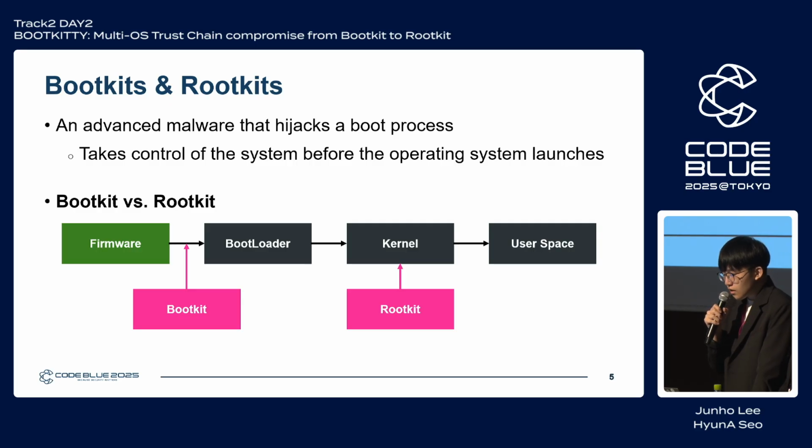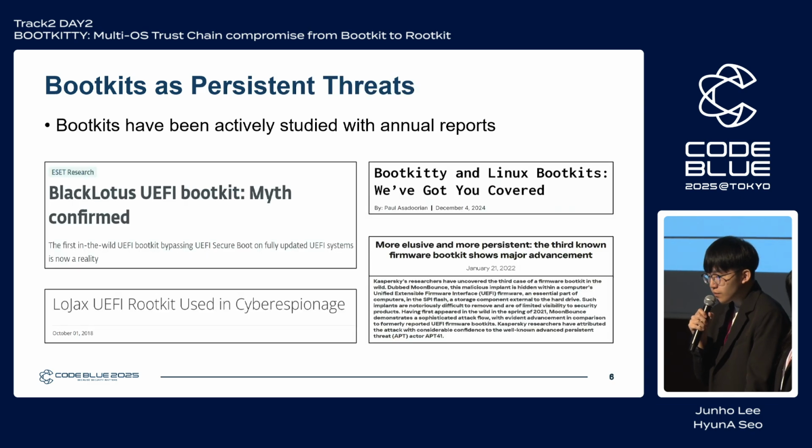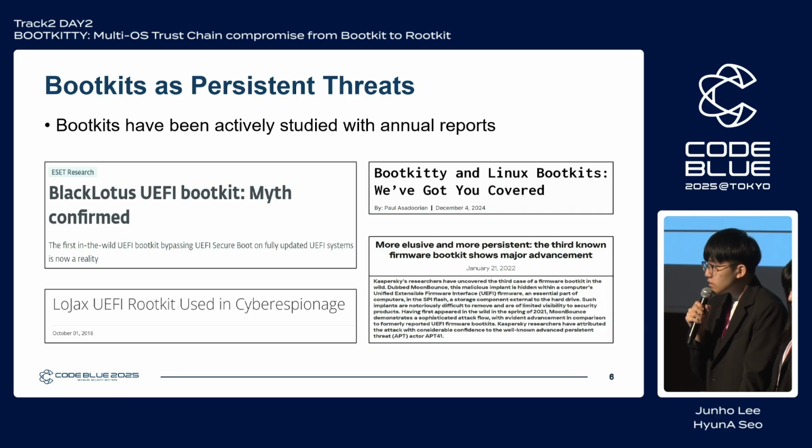Unlike a rootkit, which runs at the kernel level, a bootkit runs at an even earlier stage in the firmware or bootloader, allowing it to compromise the system. Therefore, one of its biggest features is that it can control everything after the system boots. Furthermore, in recent years, the bootkit threat has remained persistent, with at least one bootkit analysis report published each year.